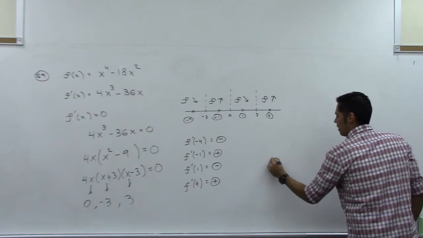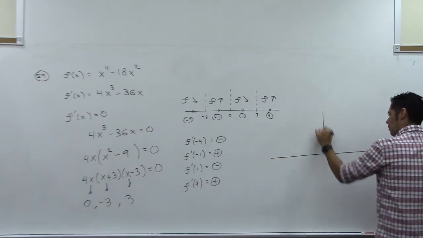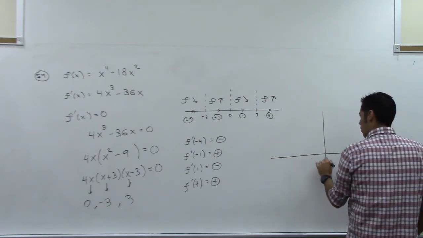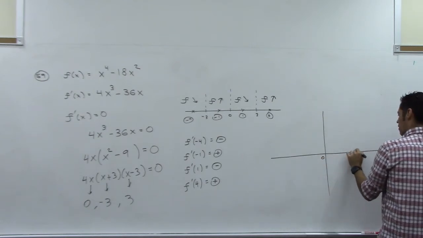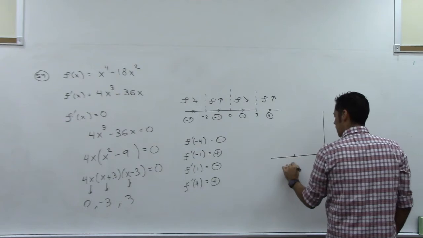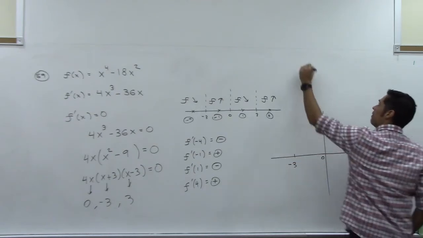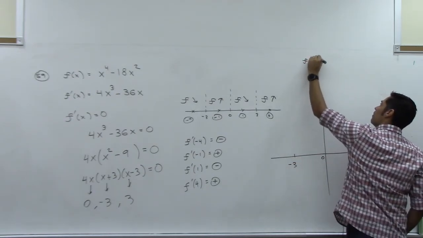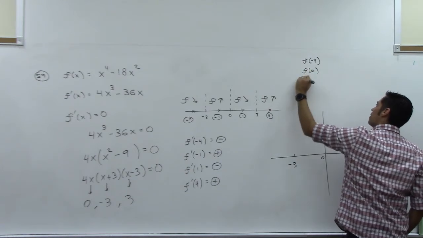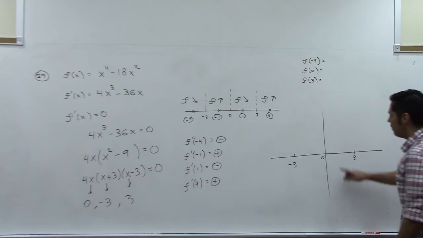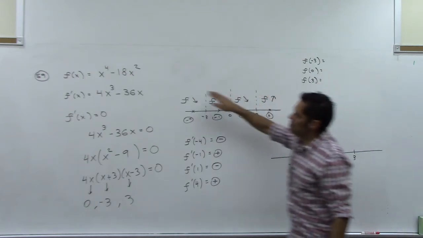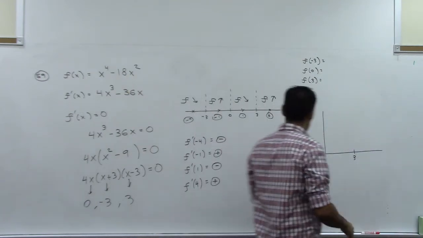So now I'm going to go graph this. I have important points here at 0, at 3, and at -3. I'm going to figure out from the original function what's f of -3, what's f of 0, what's f of 3. I think f of 0 is the easy one because you just plug 0 into the original function, and you just get 0. So that point's there.